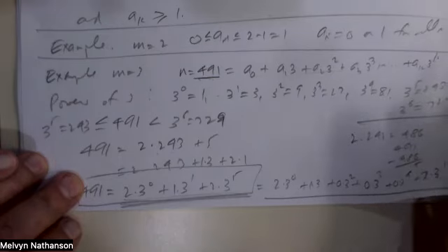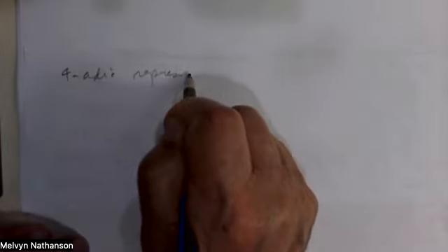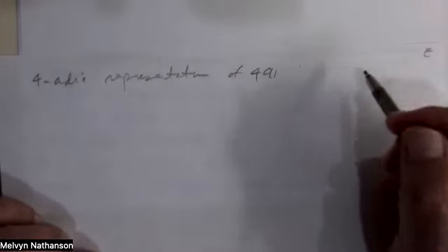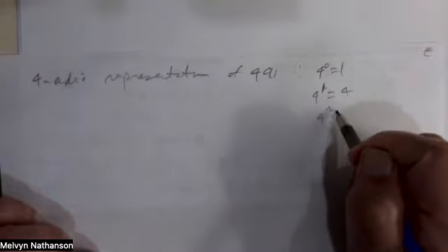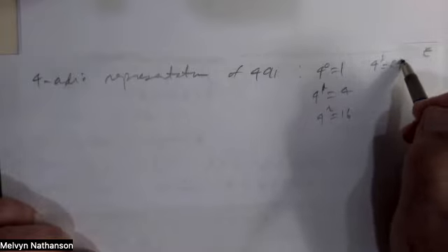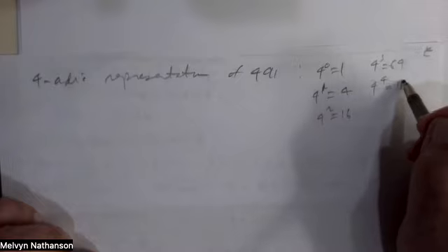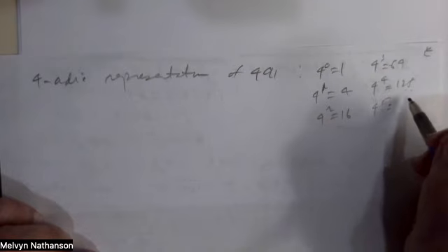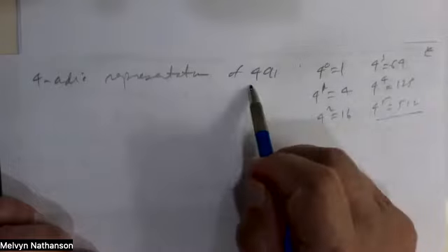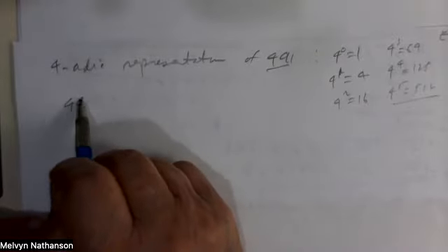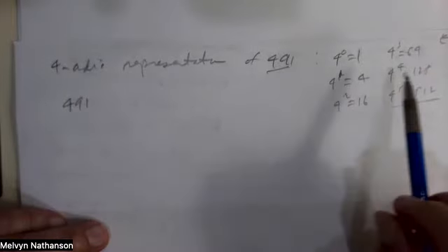Let's look at another example. These are kind of fun. Suppose I want to look at the four-adic representation of 491. So we have to look at the powers of 4. What are the powers of 4? 4 to the 0 is 1. 4 to the first power is 4. 4 squared is 16. 4 cubed is 64. 4 to the fourth is 128. 4 to the fifth is 512. Well, this is already too big compared to 491. So the largest power of 4 no bigger than 491 is 128.